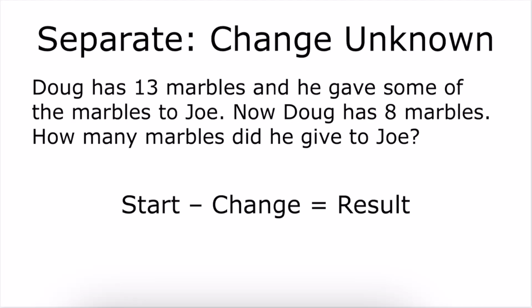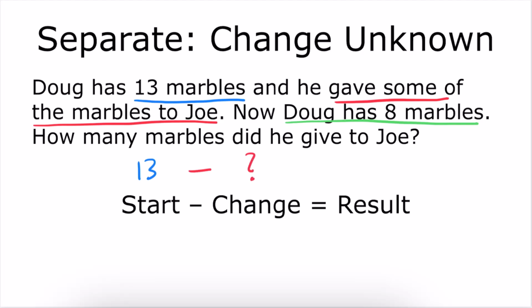So with the separate type of word problems, you can also have the change unknown. So let's say that we have the word problem that says Doug has 13 marbles, and then he gave some of the marbles to Joe, but we don't know how much, and we know that Doug now has 8 marbles. Well, we can write this as a math statement by saying, well, if I have 13 to start with, and then he gave away some amount, which I don't know, so I'll write it as a question mark, and the amount that Doug ends up with after he gives some of his marbles to Joe is 8. This would be the math statement that communicates the information given in this word problem.